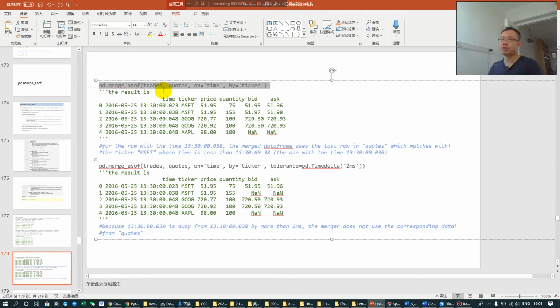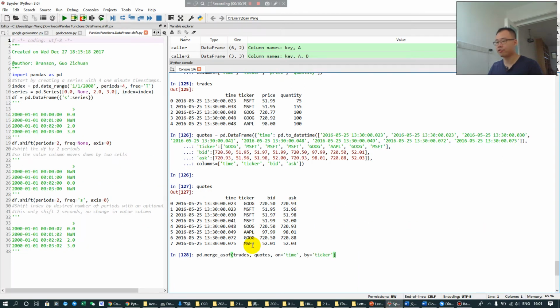So now I can use the merge as of function. It merges trades and quotes. It's kind of like left and right on the variable called time and by ticker. So it only merges the observations with the same ticker but similar time.